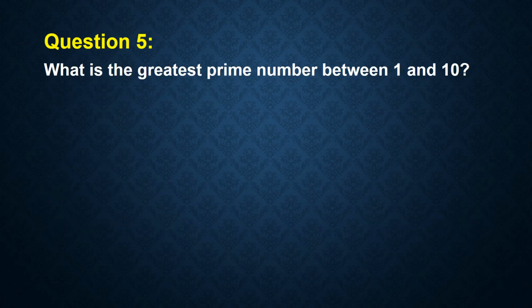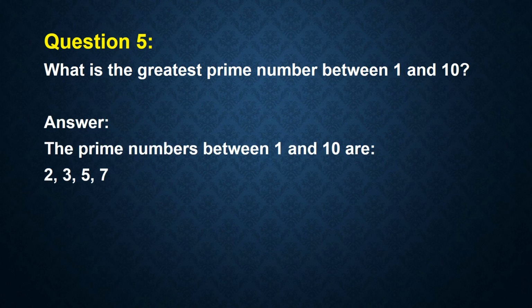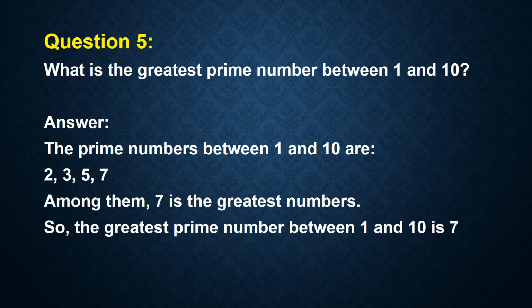Question number 5. What is the greatest prime number between 1 and 10? First, we will write the prime numbers between 1 and 10. The prime numbers between 1 and 10 are 2, 3, 5 and 7. Now, which one is the greatest? 7. 7 is the greatest number. The greatest prime number between 1 and 10 is 7.